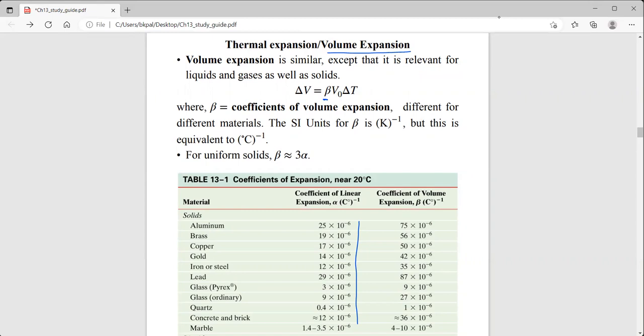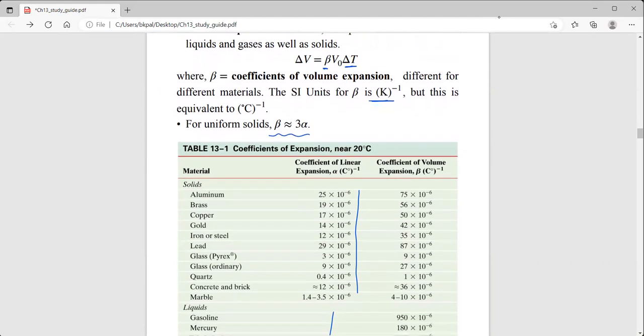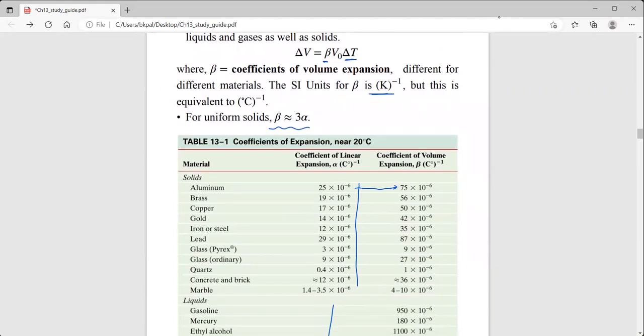The same thing for the unit. In standard international units it is inverse Kelvin, but because here we have delta T, no matter whether you use inverse Kelvin or inverse degree Celsius, it's the same thing. For a uniform solid object, beta is approximately equal to 3 alpha. So it's a little different, but it's approximately 3 times the alpha.